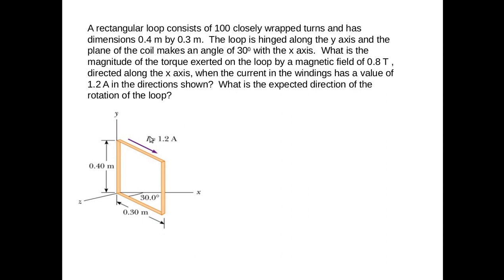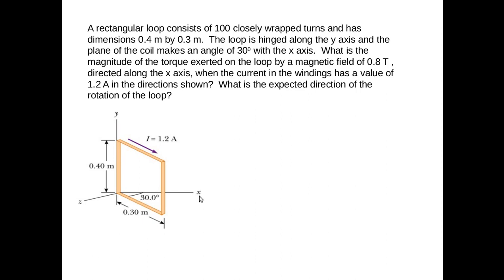So the loop has a current of 1.2 amps. There are 100 loops inside this coil, and it's a rectangular loop, and the sides are 0.4 meters by 0.3 meters. So these two sides are 0.4 meters, and the top and the bottom are 0.3 meters. We're looking for the magnitude of the torque exerted on the loop. We have a magnetic field strength of 0.8 Tesla, directed along the positive x-axis, so the magnetic field is pointing in this direction.